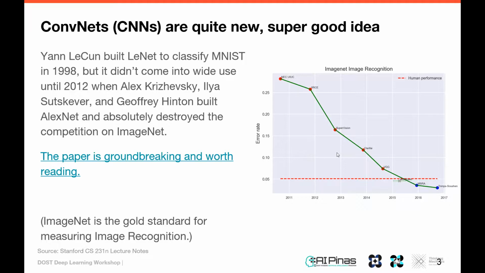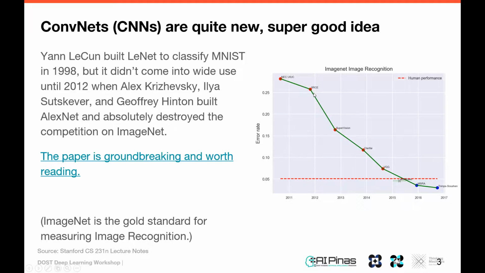So Yann LeCun built LeNet in 1998, and that's pretty much the first published use of a CNN. But it was in 2012 that a bunch of researchers built AlexNet and just crushed it. This is a really groundbreaking paper and really fascinating reading. The ImageNet dataset is this gold standard labeled dataset against which researchers train and test their classification models. So even as late as 2011, the best performing image recognition models at the time were still committing errors at the rate of 26-27%.